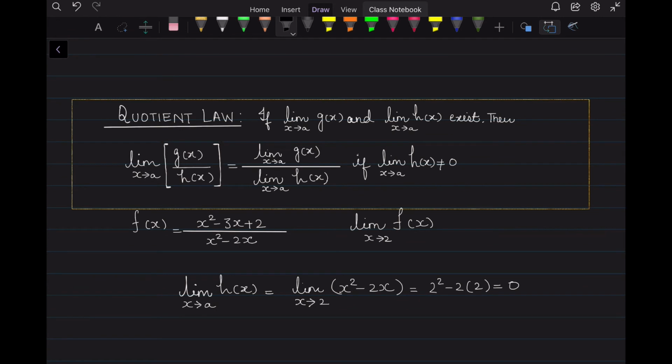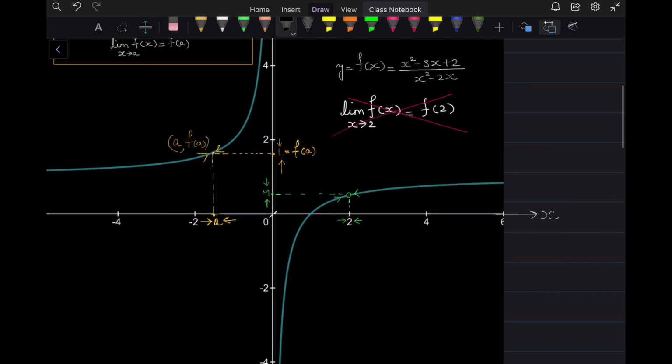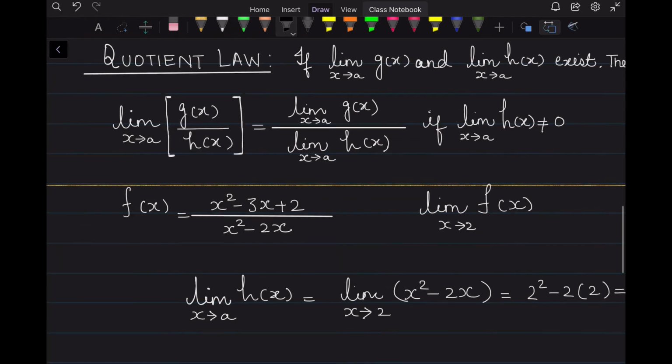So in order to determine the limit of this rational function as x approaches 2, we cannot apply the quotient law. But the fact that the quotient law didn't work here doesn't mean that the limit of this rational function as x approaches 2 doesn't exist. We had seen graphically that as x approaches 2, the limit of this function exists and it is equal to the number m. So we have to think of something else in order to determine this limit.